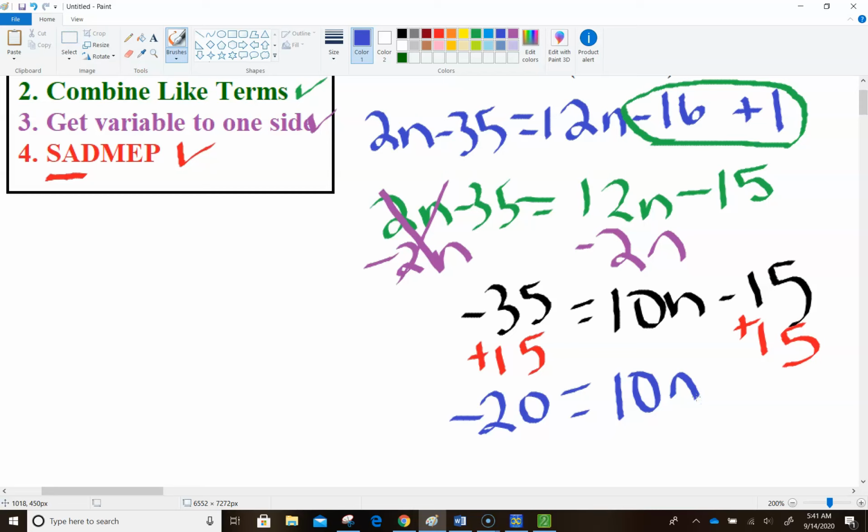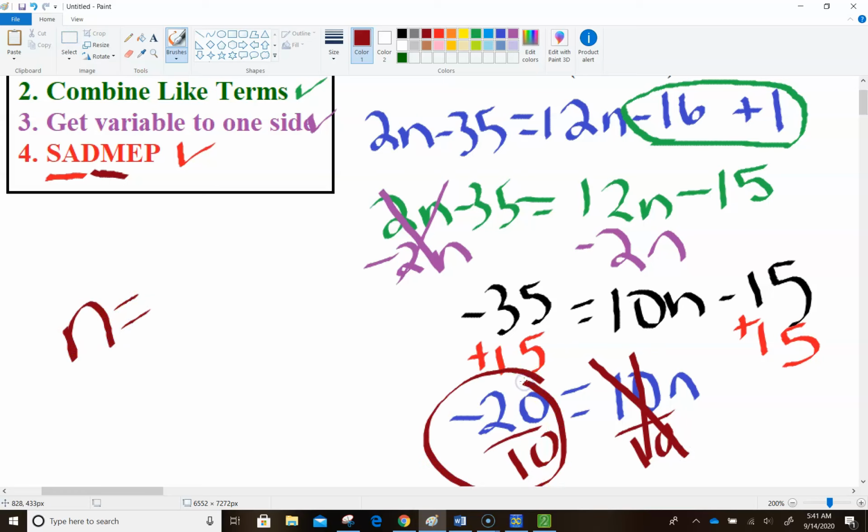And my final step, divide or multiply, if that's ever an option. I've got divide or multiply here, so divide. That's 10 times n, so I would just divide by 10. And my final answer is going to be n equals negative 20 divided by 10, which is negative 2.